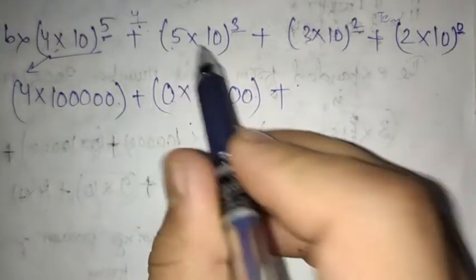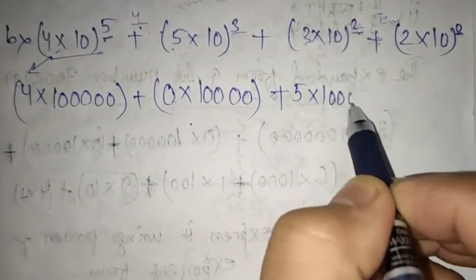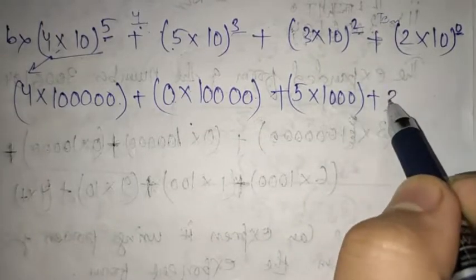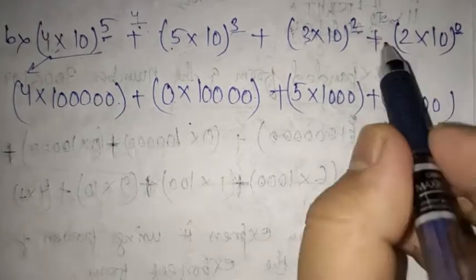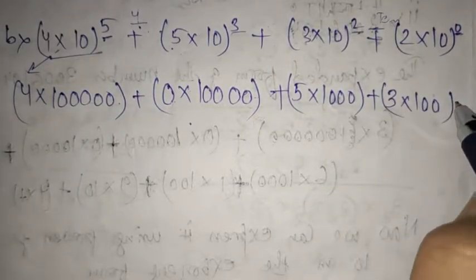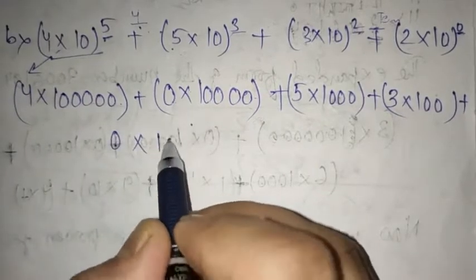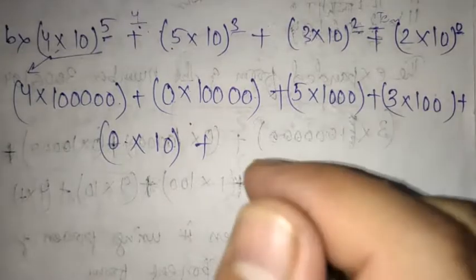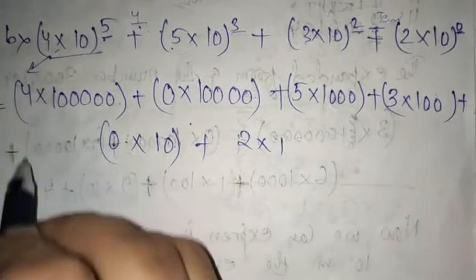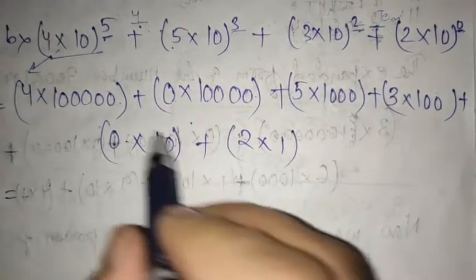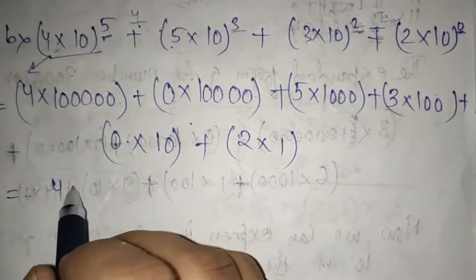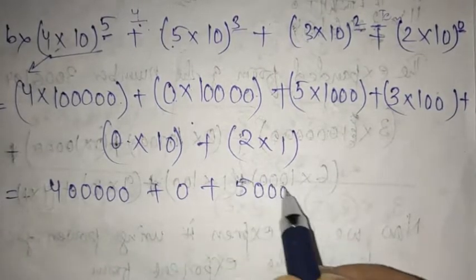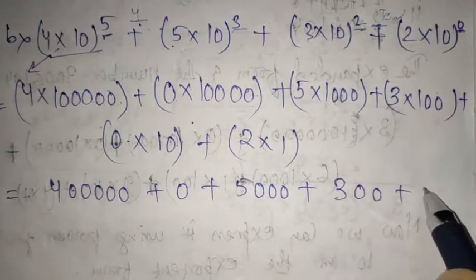So now you will start with 5 into 1000, that is 5,000. Now again 3 into 100. Now you will see the tens position is missing, right? So for the tens position, what you are going to do is 0 into 10. 0 into 10 is 0 only, nothing is going to matter. So 2 into 1 is the other step. Next, 4 into 10,000 is 40,000, plus 0, plus 5,000, plus 300, plus 0, plus 2.